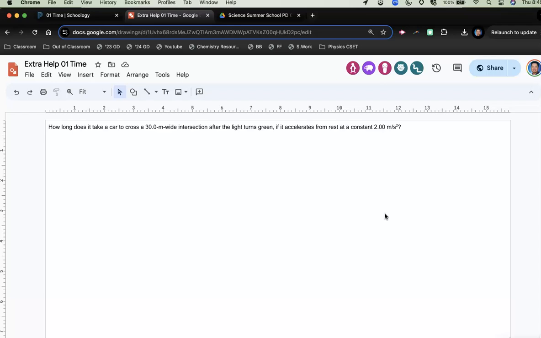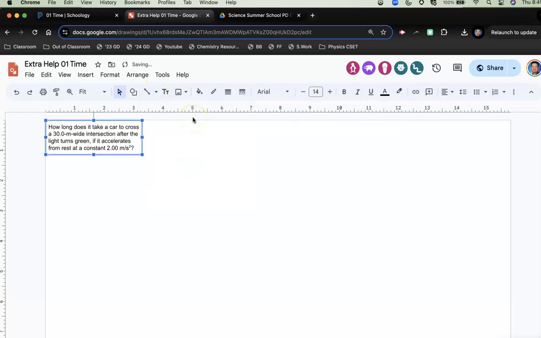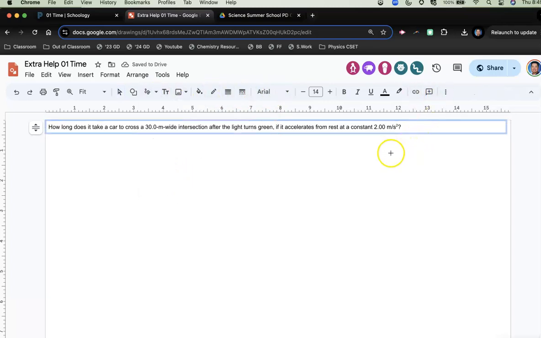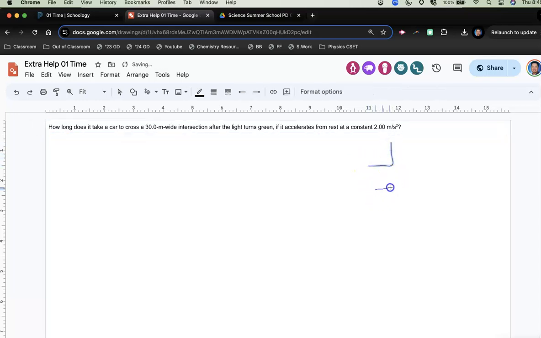Okay. So there is a car, and it's going to cross an intersection. Let's draw a picture so that it could provide some guidance. So everyone take your pencil and draw for yourself this intersection. So this intersection is 30 meters wide. So 30 m. Okay, 30 meters wide.